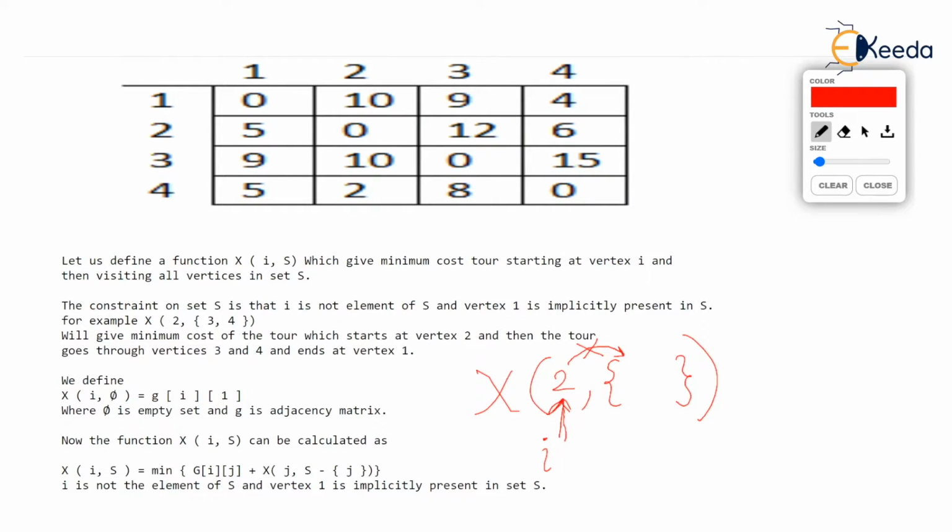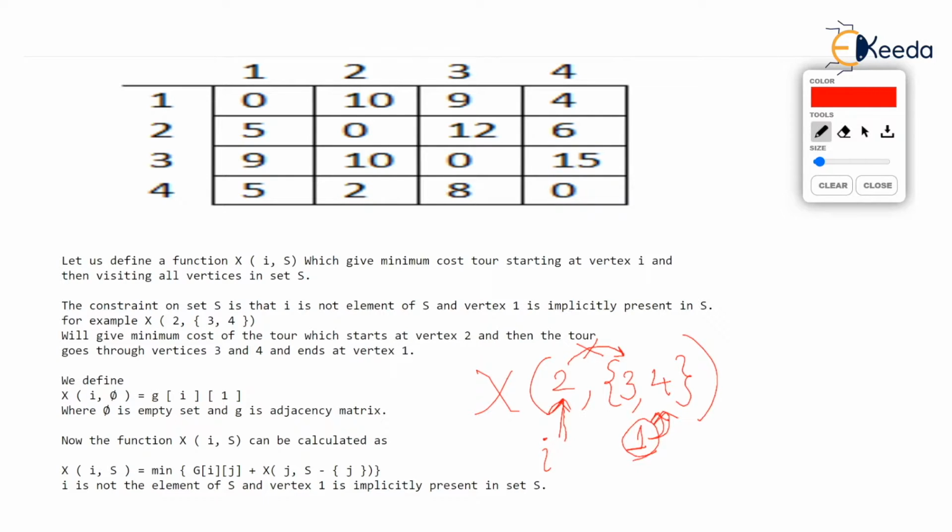So we can write vertex 3, vertex 4 for our example. But what about vertex 1? You need not write vertex 1. You should not write it because 1 is implicitly present in this set. Because 1 is our home, that vertex 1 is implicitly present in this particular set S.